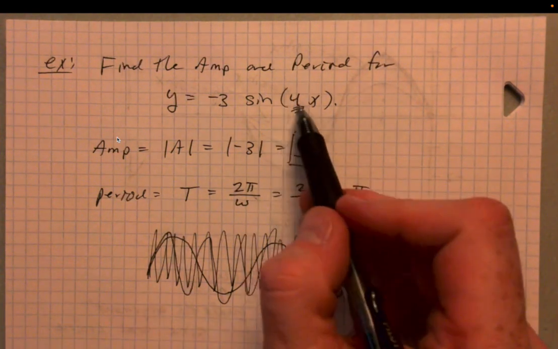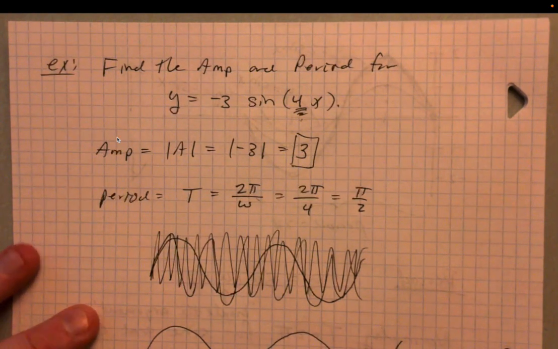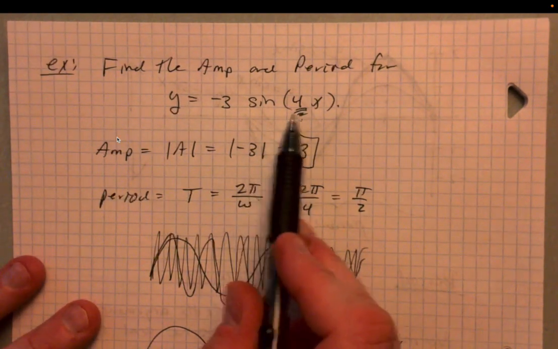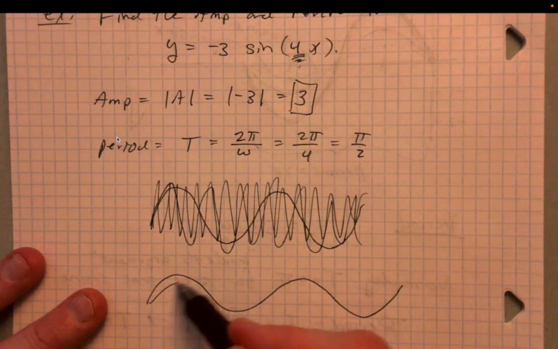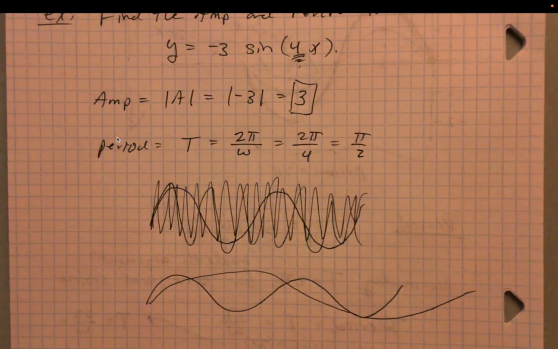Right? Now, if this is a really small fraction, then the normal sine function will look like this. And if it's a really small fraction for the period, it'll stretch it out so that it takes longer to complete a period. All right. Okay, that's amplitude and period.